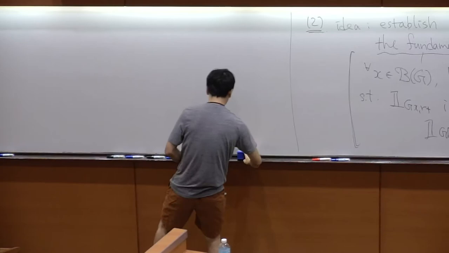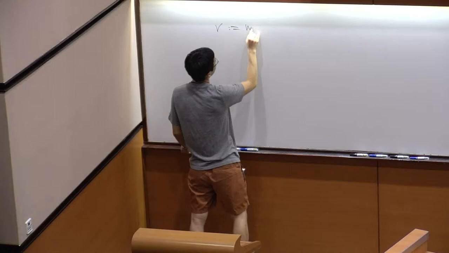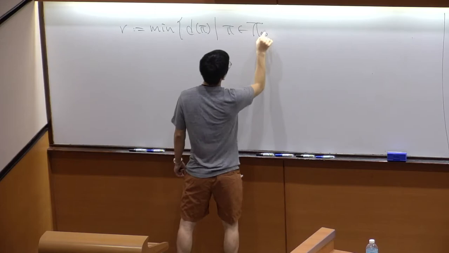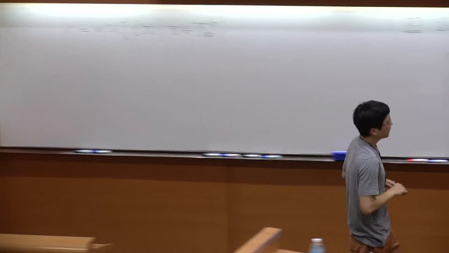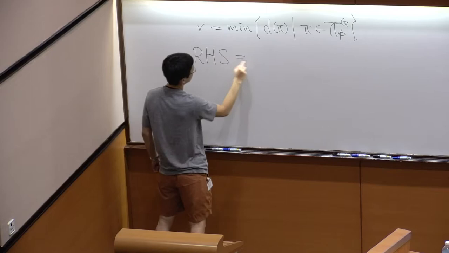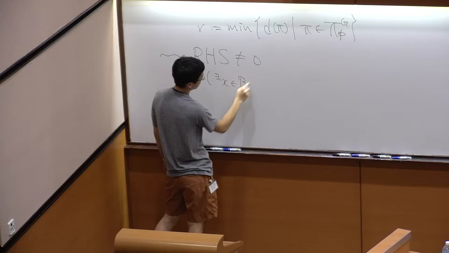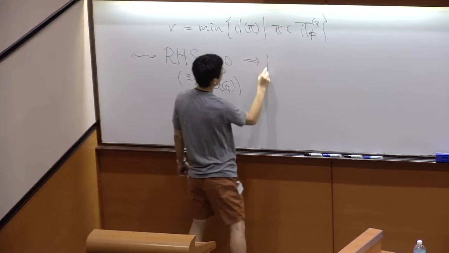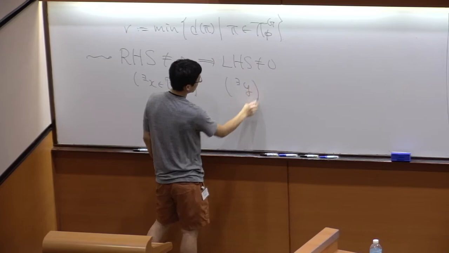Let's take R to be the minimum of depth of representations in our packet. Then, by the definition of depth and this observation, we can immediately say that the right-hand side of that equality is not zero for some point x. Then, of course, the left-hand side is not zero for some point y corresponding to x in that statement.